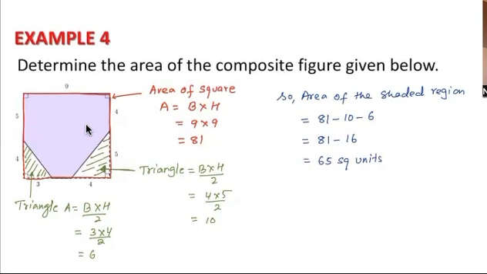Okay, so that's all about today's session. You can see we learned how to find the area of composite figure. One more time, it really depends on you how you are going to see the figure. But make sure you use the concept properly and wisely so that you'll be able to get the answers.